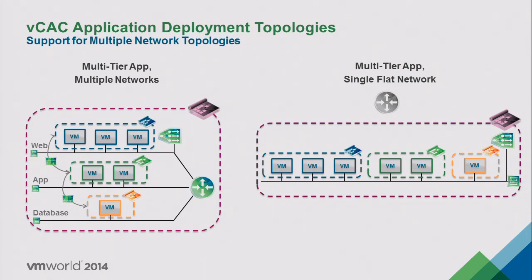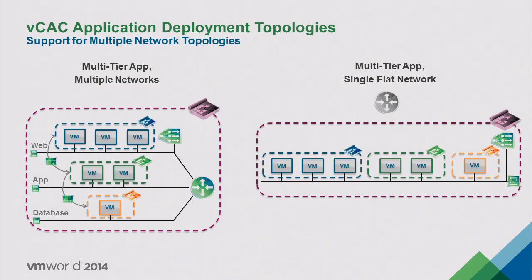So now I want to talk a little bit about application topologies, because it's really important in terms of how we build and consume the product. So vCloud Automation Center supports multiple application topologies. On the left here, we have the traditional multi-tier topology, where each tier has its own dedicated network, and it provides isolation and the ability to enforce control at layer 3. So it's very much the traditional application model you might be using today.